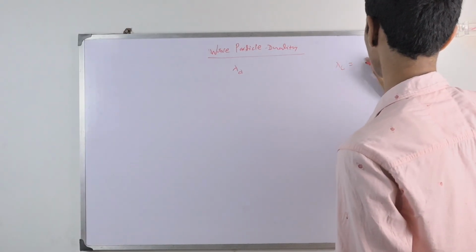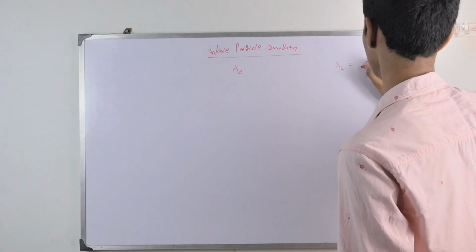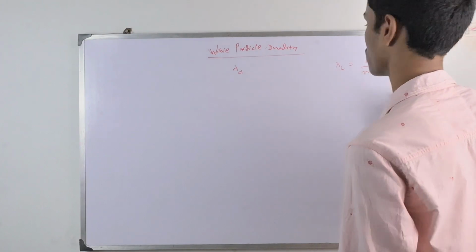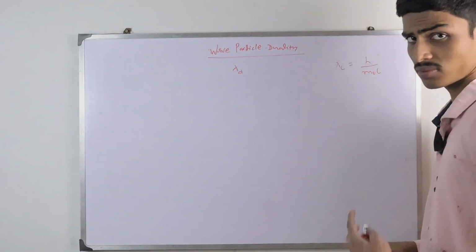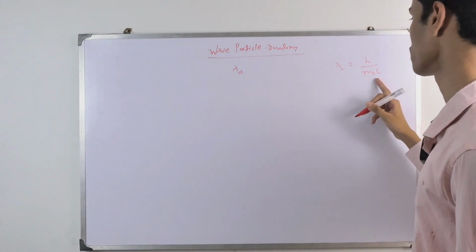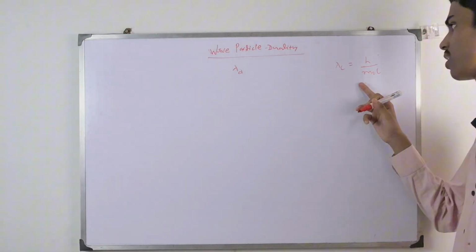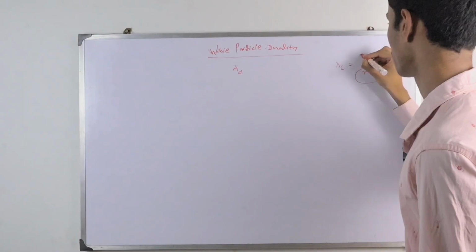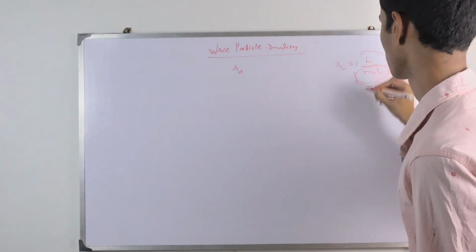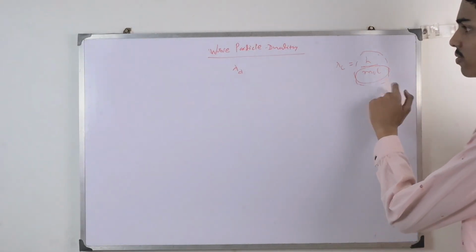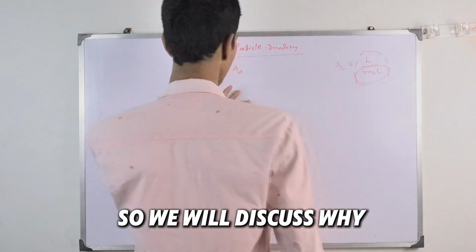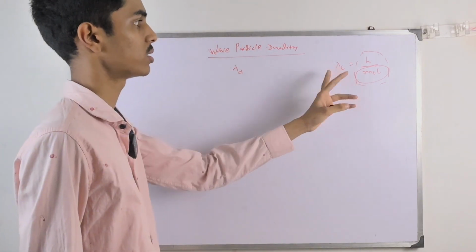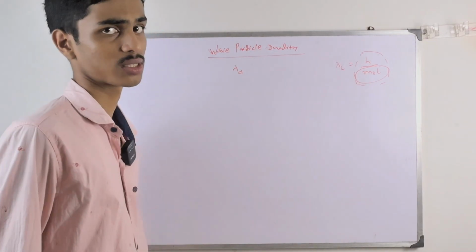wavelength is equal to what? Compton wavelength was equal to h by m naught c at phi equal to pi by 2. Okay, that was the condition, h by m naught c in general case. I have discussed there why we find lambda c to be in this format, so we will discuss why h by m naught c denotes lambda c.